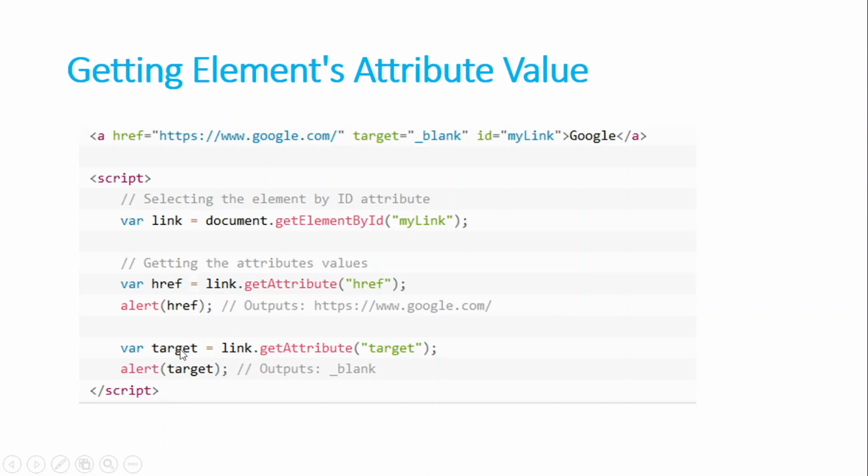Similarly, we can get the target value here. Target is set to _blank. So we can also get that value by using the same getAttribute method, and we have specified this target attribute, and then we can store the result inside this target variable and log this out. Basically the getAttribute method will give you the value of that particular attribute we have set.